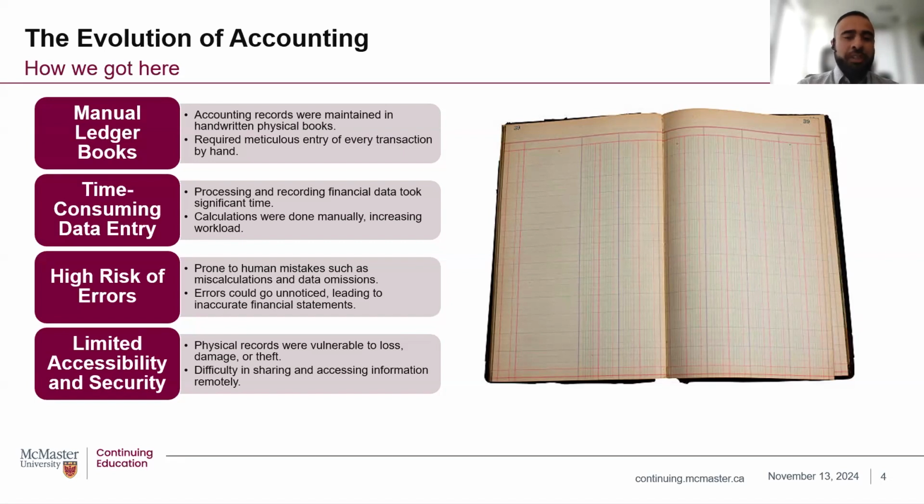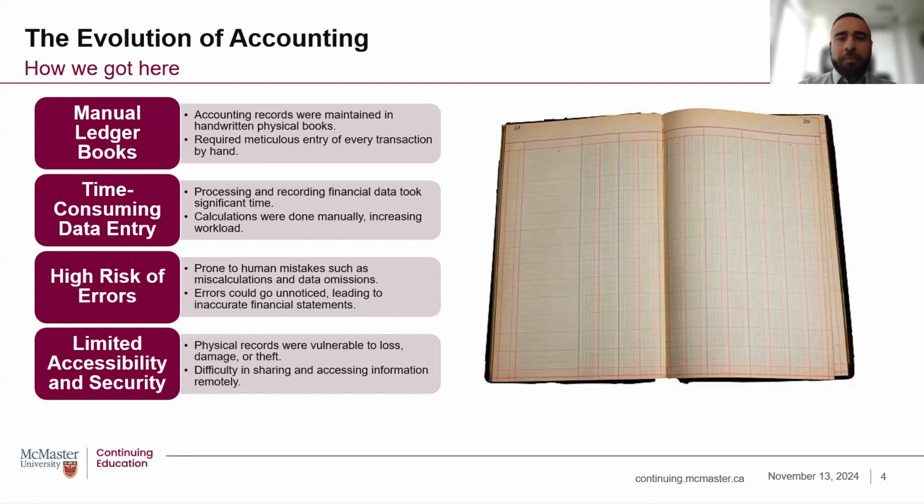And finally, there's limited accessibility and no security. Whoever's working on the books, it's one person at a time. You can't be sharing this with other people. You have to physically go and review the books. There was no way to do it any other way. So that's how things started. You can see back in the day, it was a lot of busy work, a lot of data entry and inefficiency.